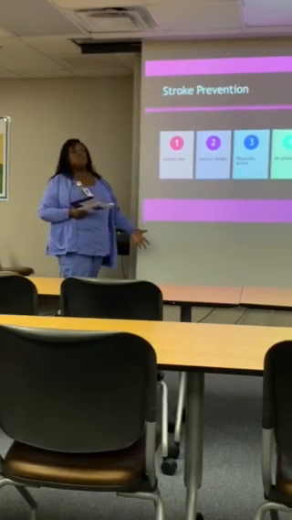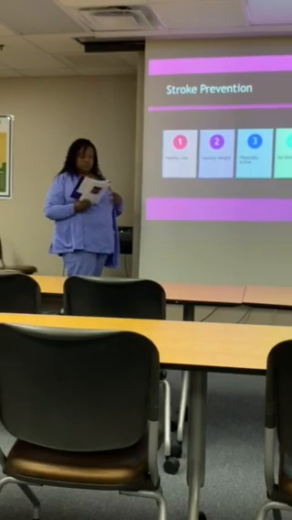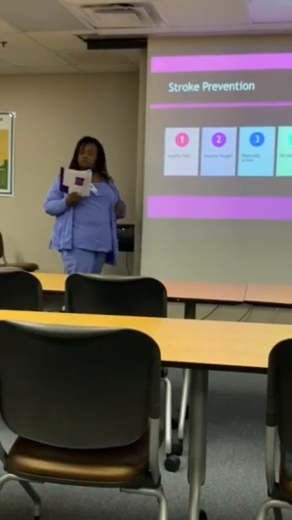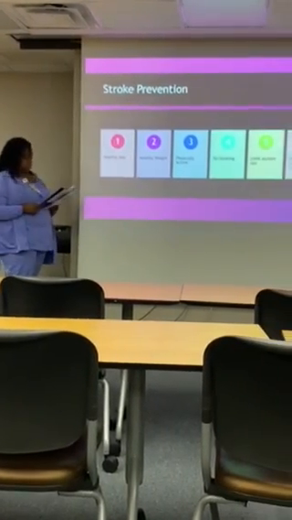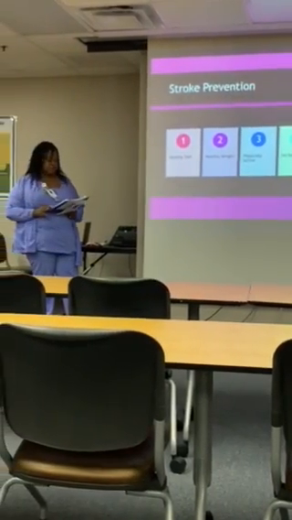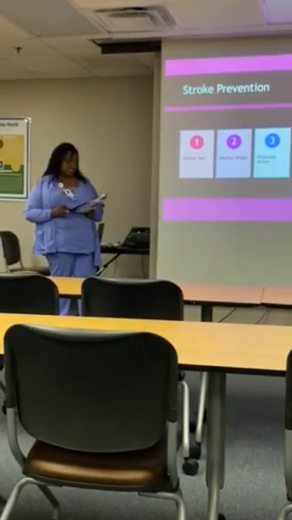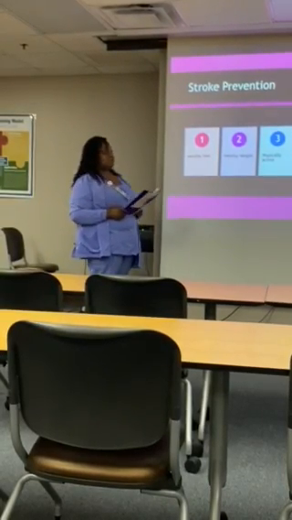Smoking cigarettes, and even having secondhand smoke, are major risk factors for stroke. So quitting tobacco reduces your risk of stroke. Limit alcohol use. Heavy alcohol consumption can increase your risk for high blood pressure, ischemic strokes, and hemorrhagic strokes. And prevent and manage your health conditions.